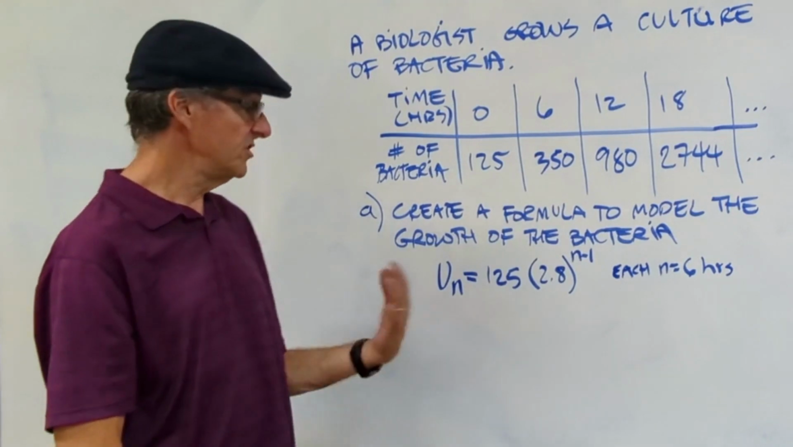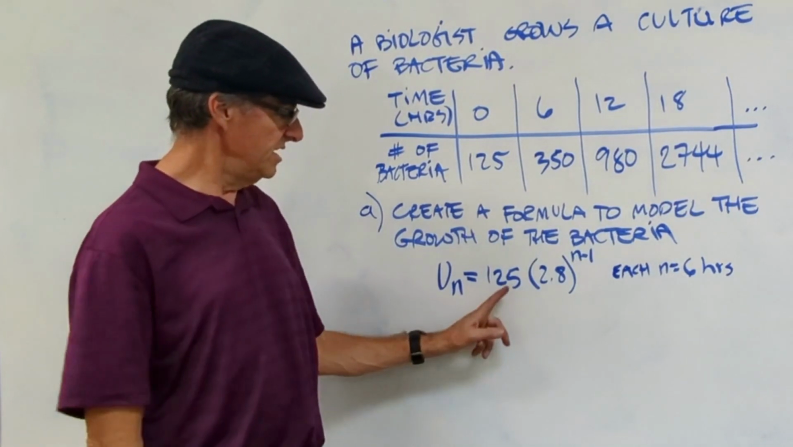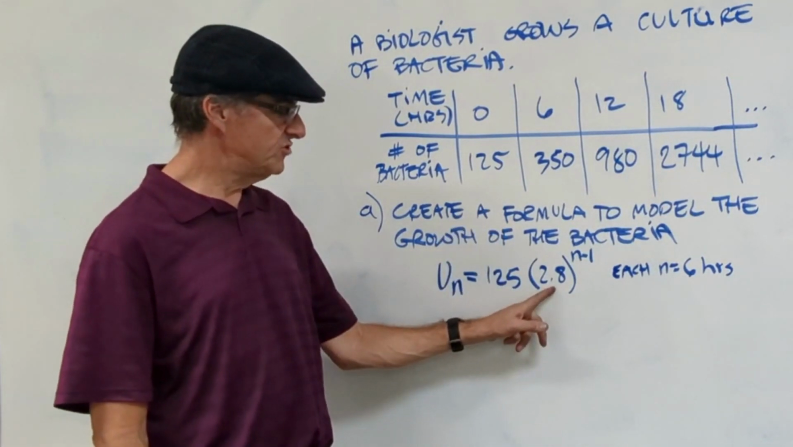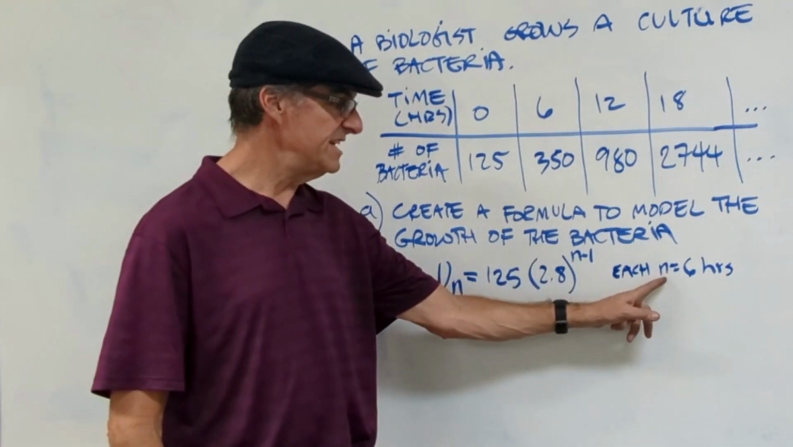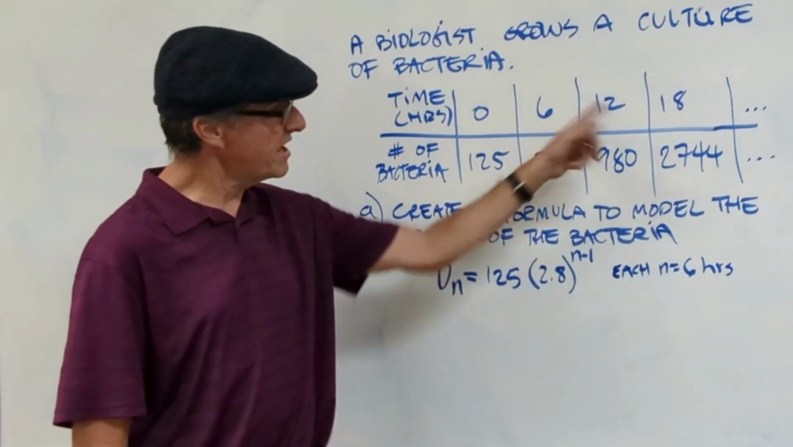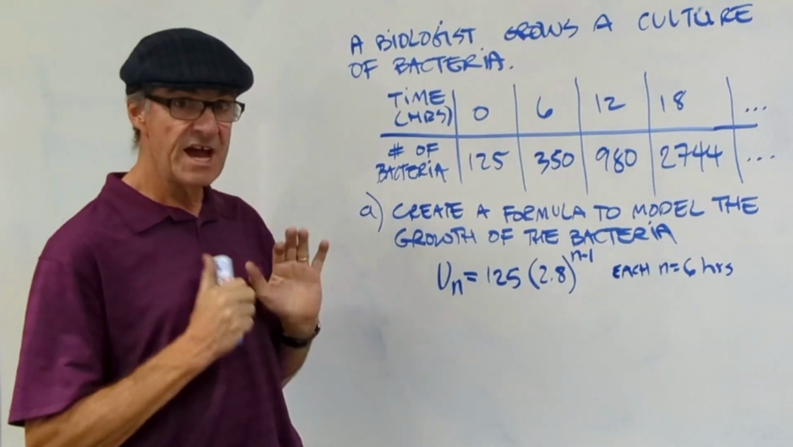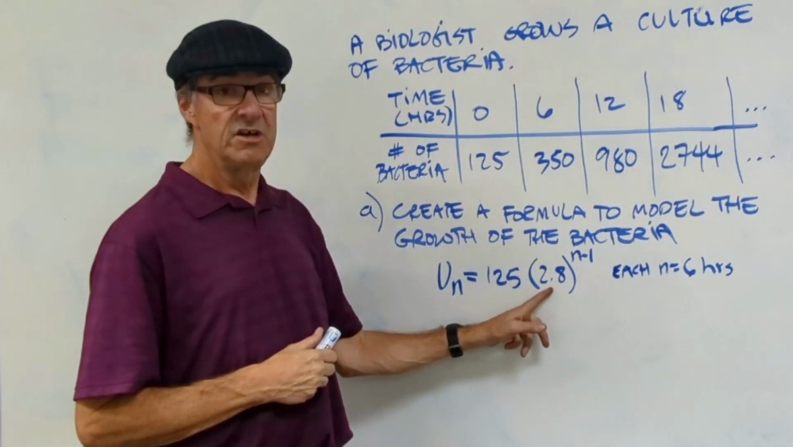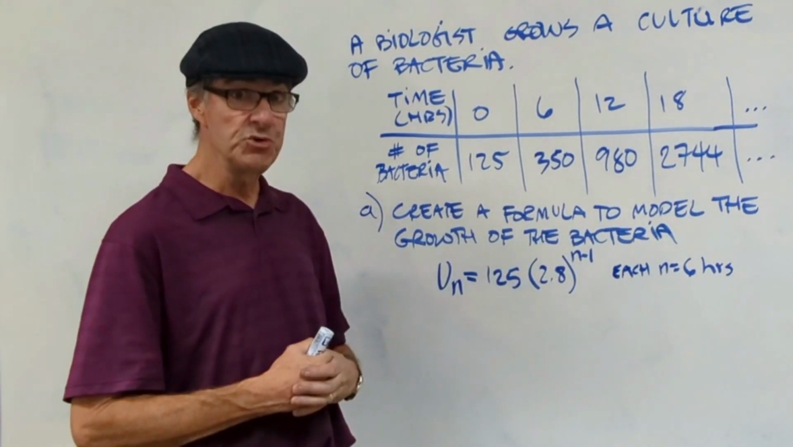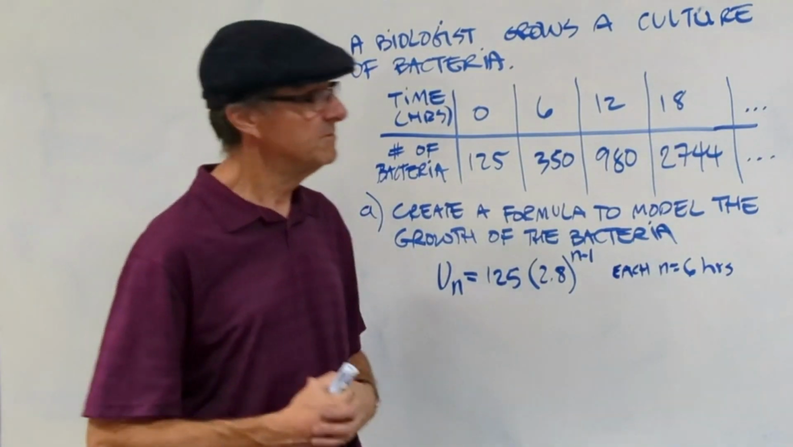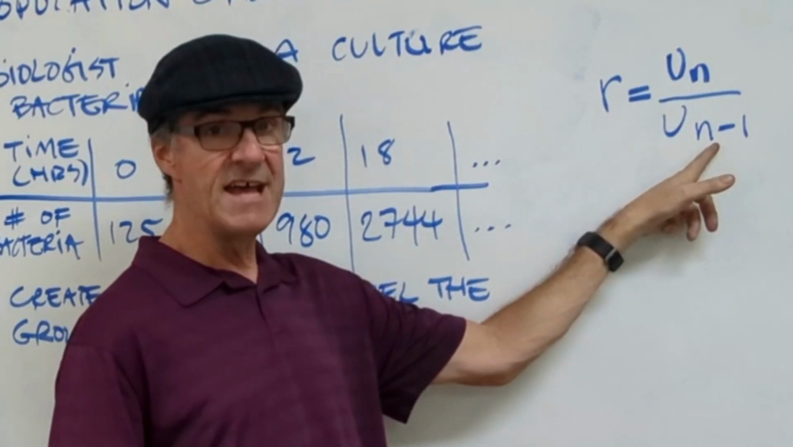Let's see how you did. So here's my formula. Un, that means the population after how many chunks of time, is 125, that's our starting number, times 2.8 to the n minus 1. And I want to call your attention to something here. I defined each n as 6 hours. That's how they give it to us, so I'm going to use that and keep my formula simple. Now, you might be asking a question. How did I get 2.8? So there's a really easy trick to find r for a geometric sequence if you have two adjacent terms. So check this out. r is always going to be Un divided by Un minus 1.